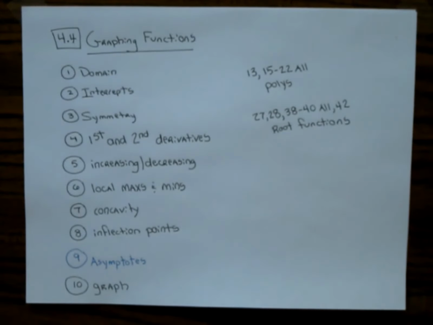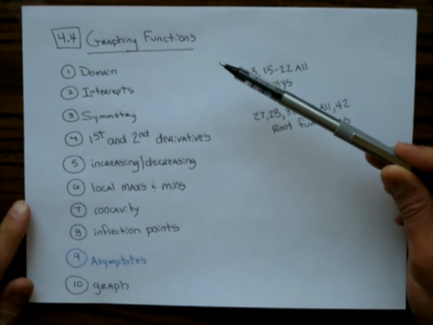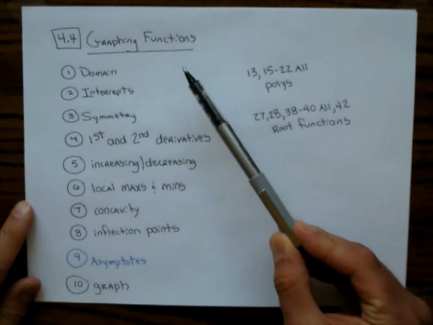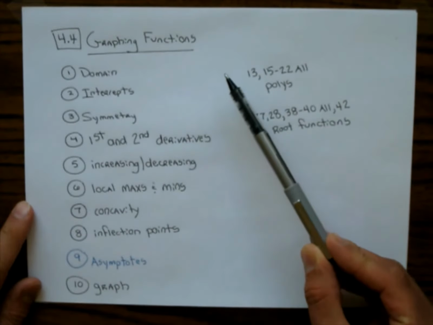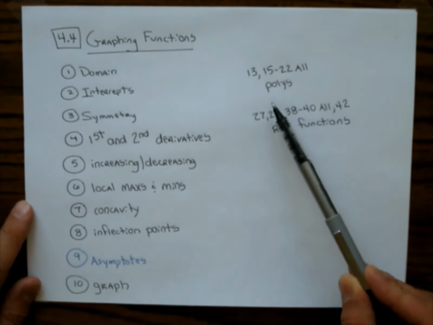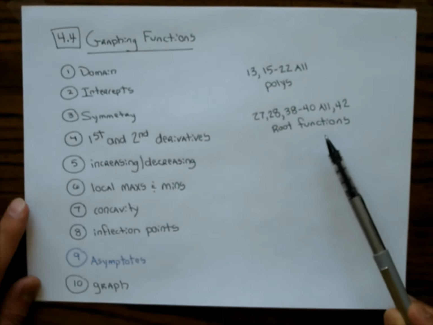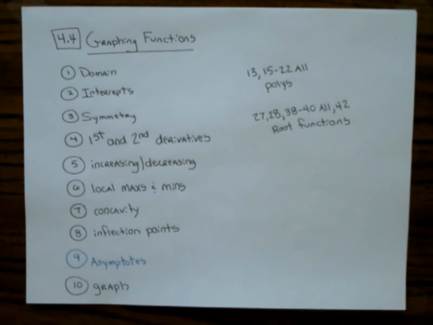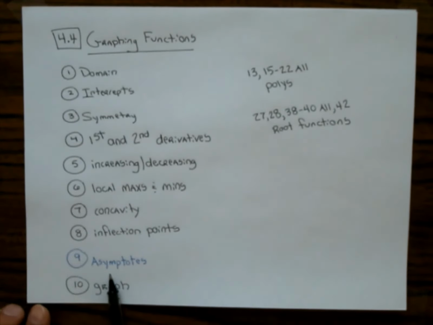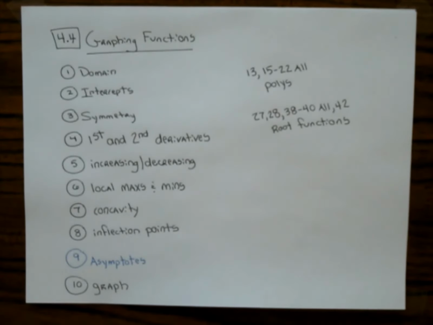The thing about 4.4 is we've already covered a lot of this stuff in 4.3. We are graphing functions in problems 13 and 15 through 22. You're going to be looking at polynomials, and the rest that I assigned will be root functions. We are going to avoid graphs that have asymptotes on them, and let's see what we want to look for when we graph functions.